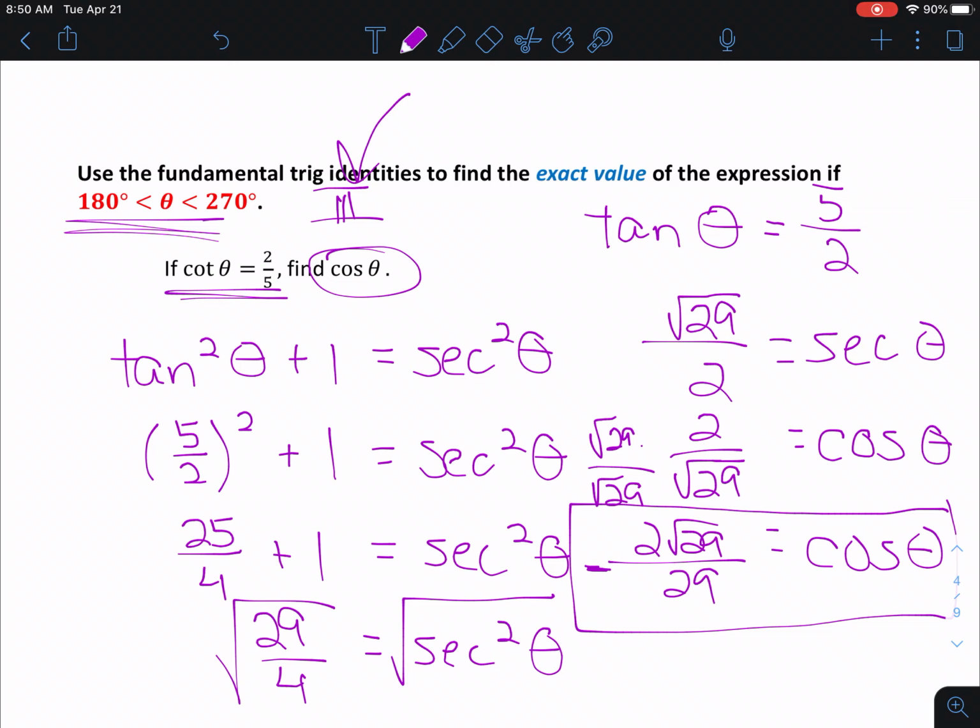So in this particular case, we used a trig identity to find the exact value of cosine theta, doing a little bit of math there. And we ended up with negative 2 root 29 over 29 for cosine theta. And that's it. All right, I hope that makes sense.